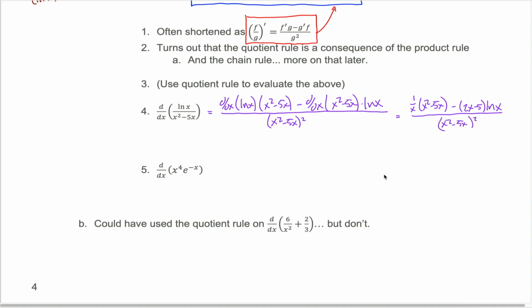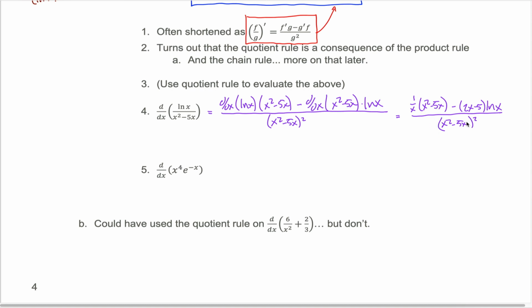I guess you could clean this up a little bit. We could take this 1 over x and distribute it through these parentheses. It's tempting to think, well, why don't I cancel out this x squared minus 5x and one of these x squared minus 5x's? You can't do that because I have 2 terms up in the numerator, so they'd each need to have an x squared minus 5x if I wanted to cancel with one of these.